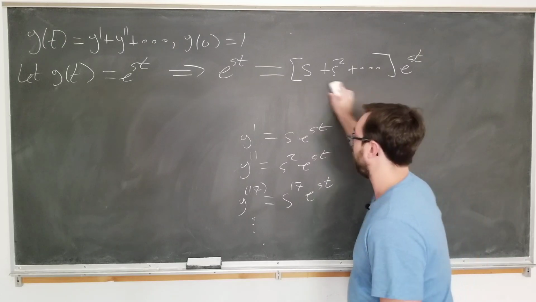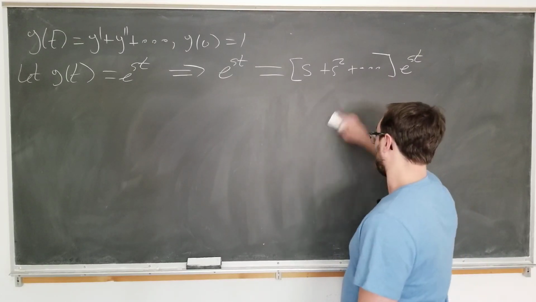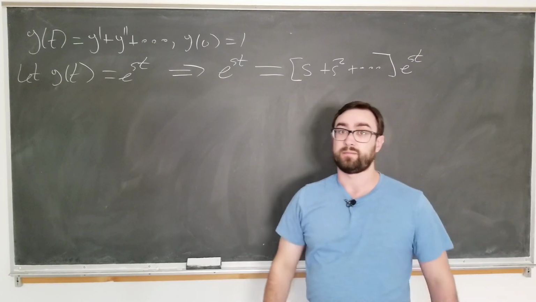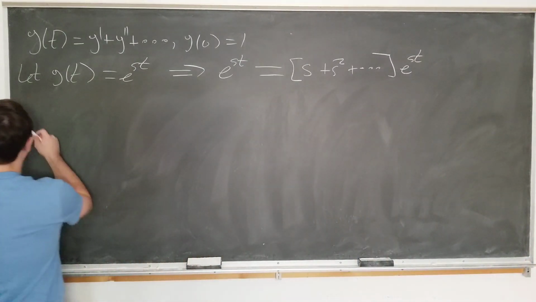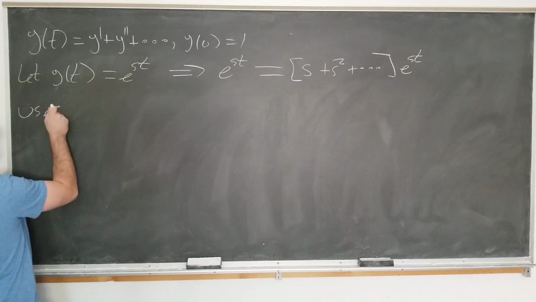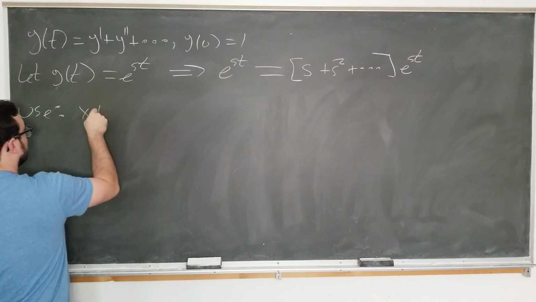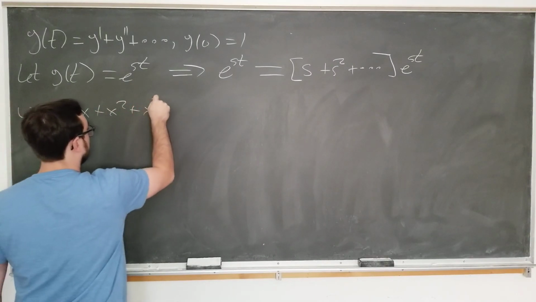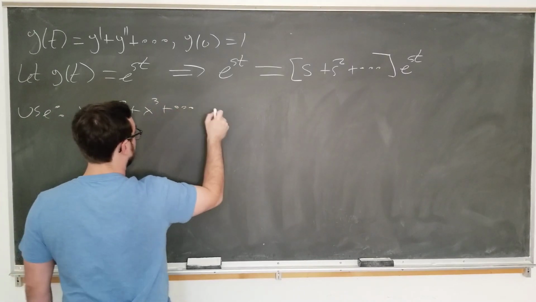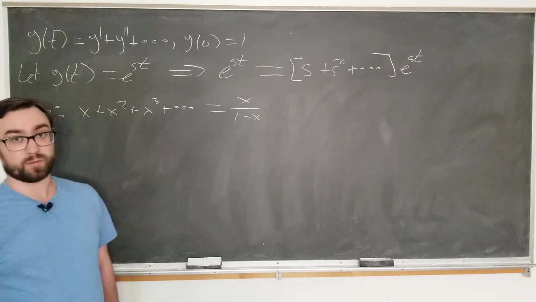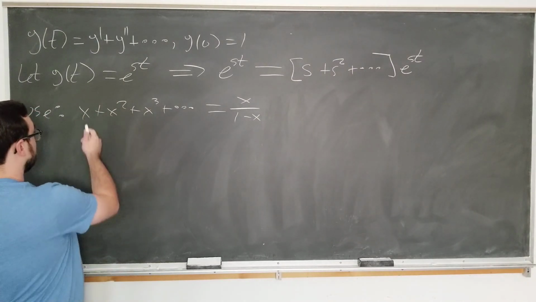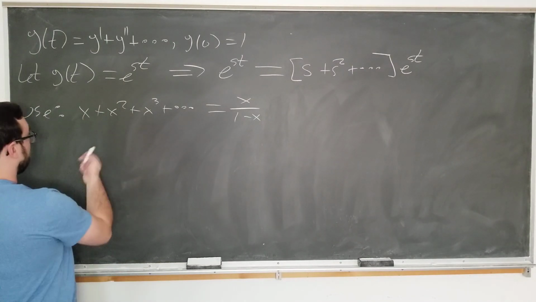And I have actually proven the formula that we need in another video, link in the description. We're going to need this geometric series type formula. x plus x squared plus x cubed plus etc. is going to be x over 1 minus x.